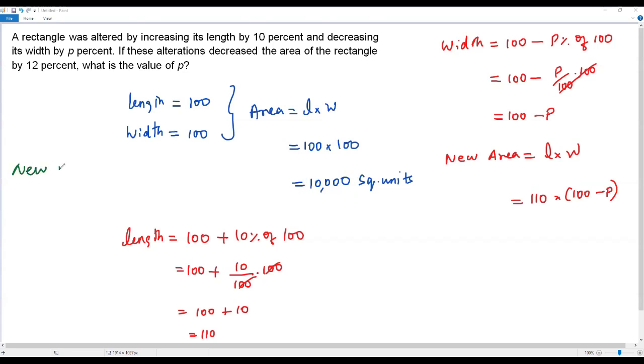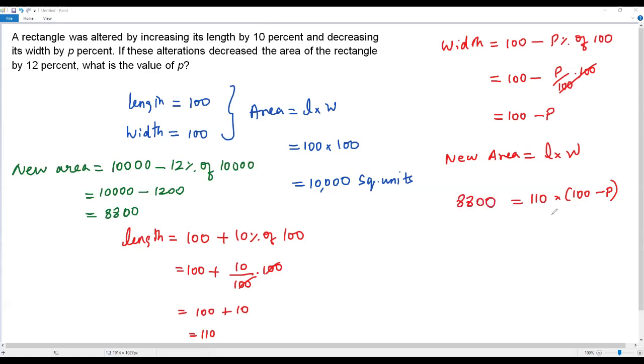So let me calculate the new area over here. New area is equal to original area minus 12% of the original area, that is 12% of 10,000. Here I subtracted because the original area is decreased by 12%. So that's the new area. 10,000 minus 12% of 10,000, if I calculate, I'm getting 1,200. So 10,000 minus 1,200 will be 8,800. So the new area is 8,800. That we can plug in over here. So then I'm getting 8,800 on the left side of this equation.